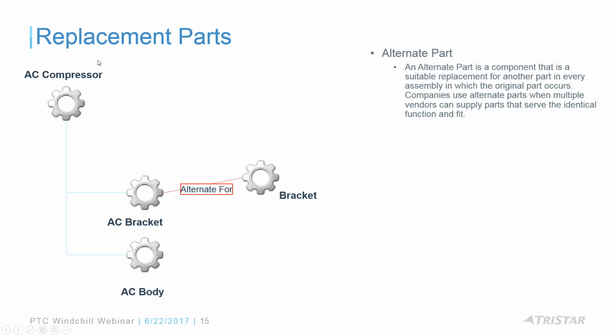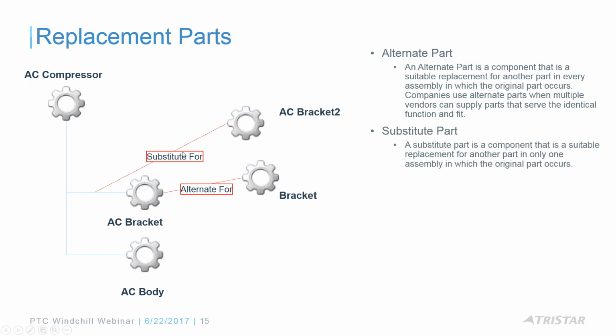Windchill also has the ability to manage replacement parts. So if you just want to designate that there's an alternate part for an existing part number that could be used, this alternate part is suitable for this part number in any assembly that it's used. So if I don't have this part in stock, use a different bracket. If you have it in stock, no matter what assembly you're using this on.